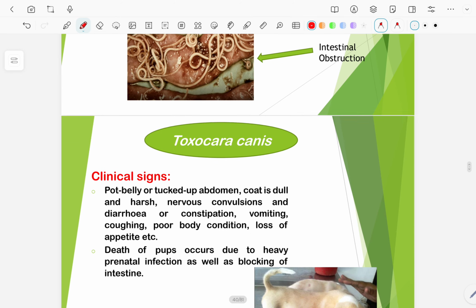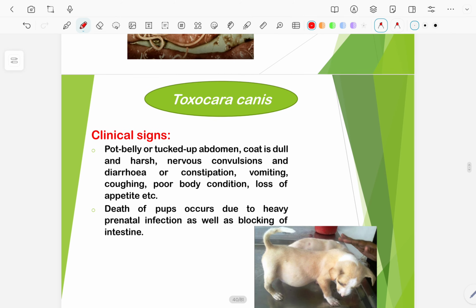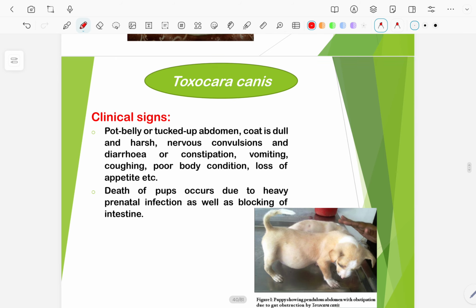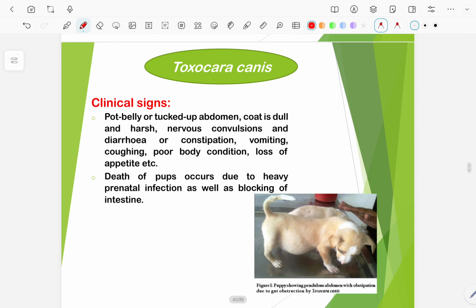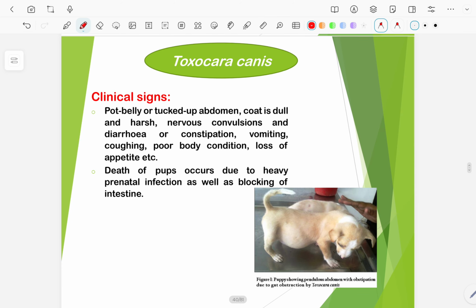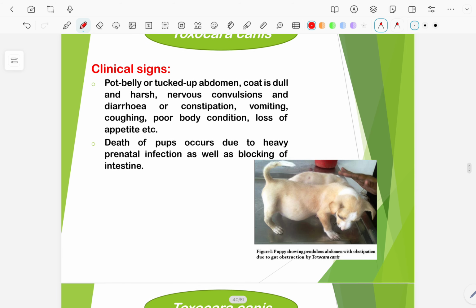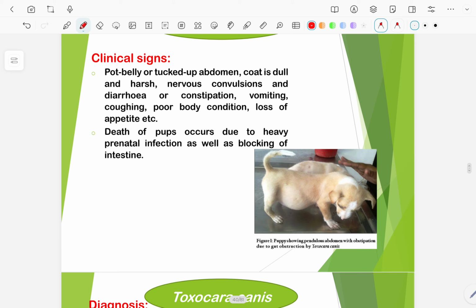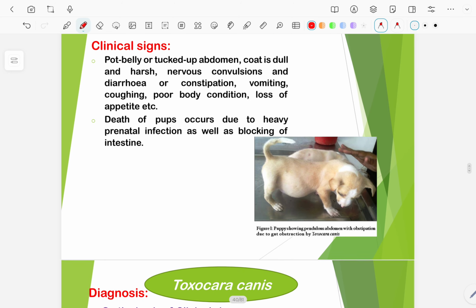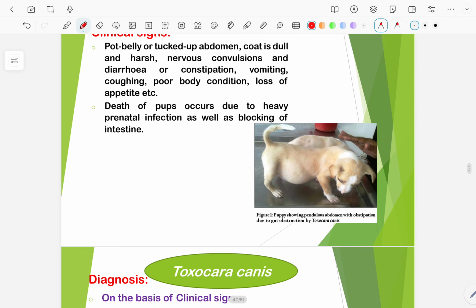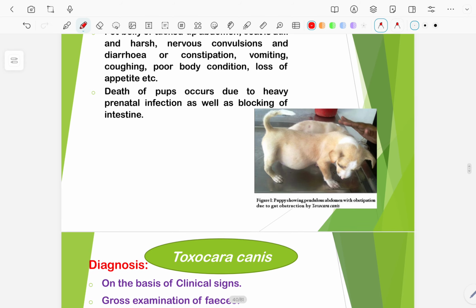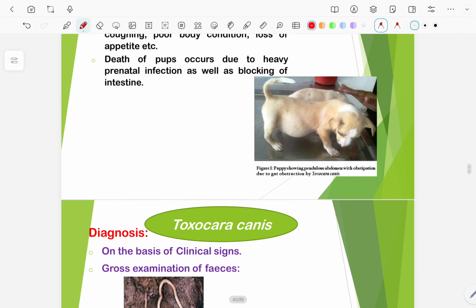Toxocara canis clinical signs: pot belly or tucked up abdomen, coat is dull and harsh, nervous convulsions, and diarrhea or constipation, vomiting, coughing, poor body condition, loss of appetite, etc. Death of pups occurs due to heavy prenatal infection as well as blocking of the intestine.